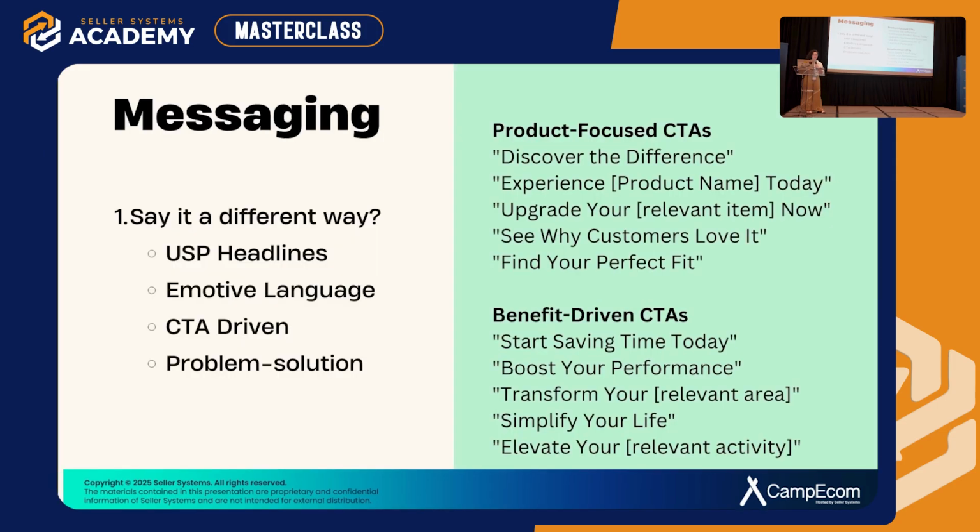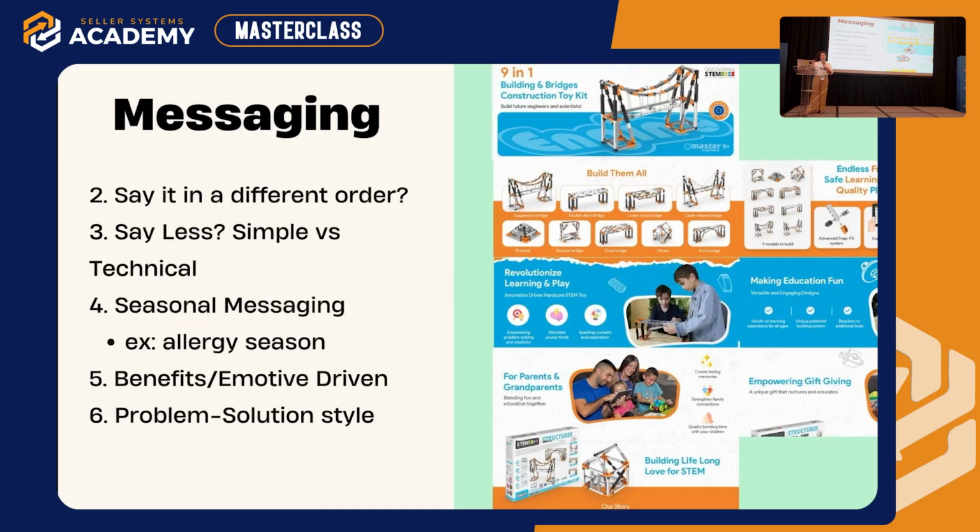The first thing is messaging. Can we say it a different way? Can we use emotive language? Can we say it in a benefits-driven way? Like what are the things that we can do just with our language, just with our copy? Can we say it in a different order? Can we say less versus saying more? Is it a technical product? Do we need to say more? Yes or no? These are all questions to get the wheel spinning that you can think through and develop tests around.